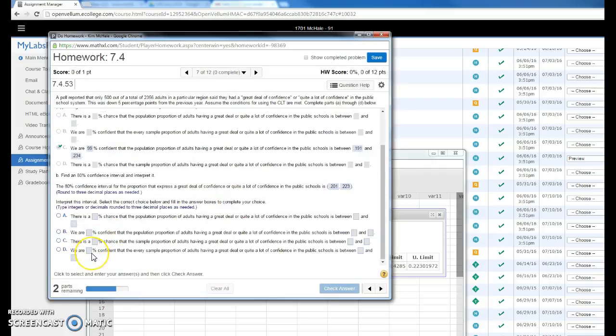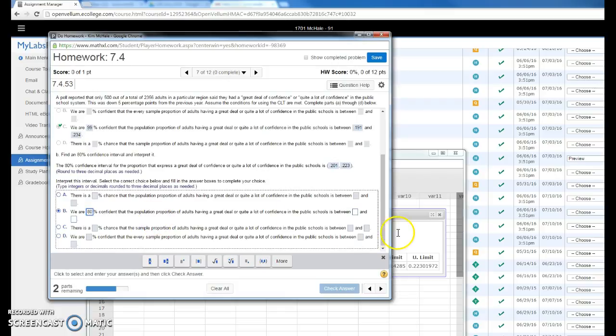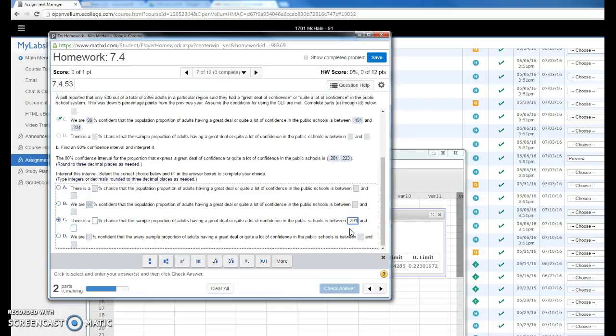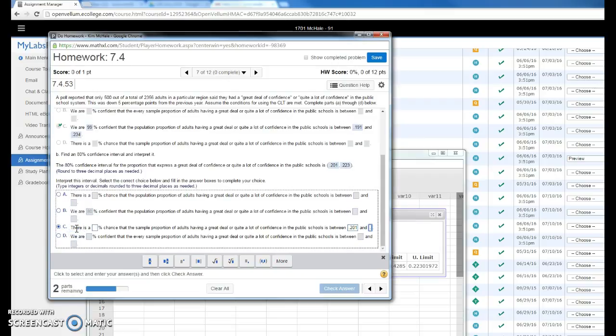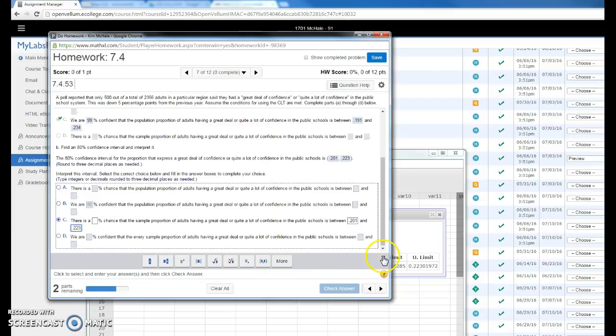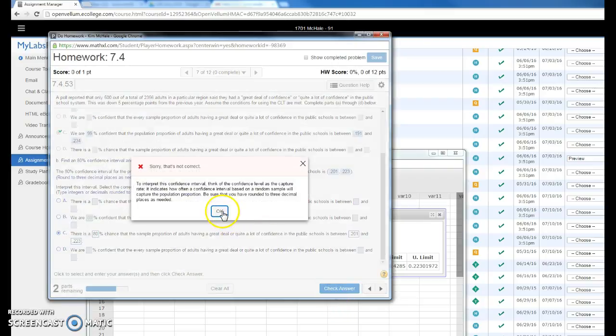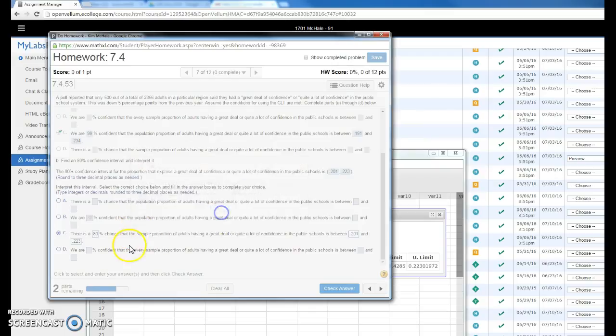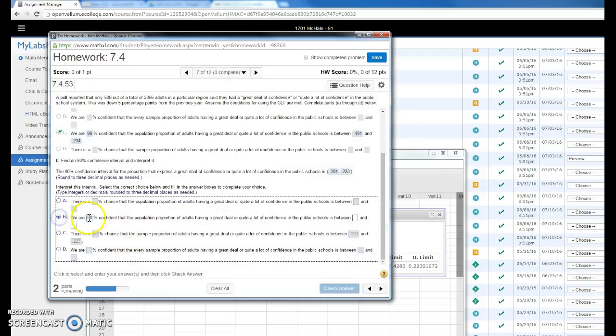And we are then 80% confident in this one, not about the sample proportion, but about the population proportion, that it will be between 0.201 and 0.223. Oh, 80%, I forgot to fill that in. And let's check our answer. Oops. Oh, I clicked the sample proportion one, which I told you not to do. We need to say the population proportion.